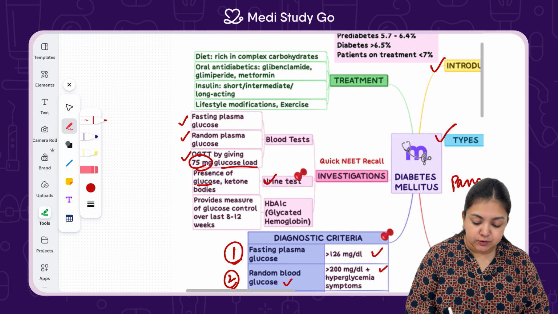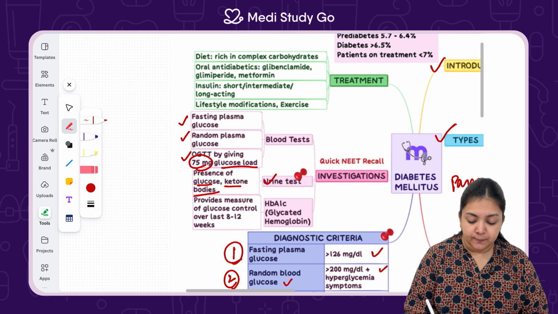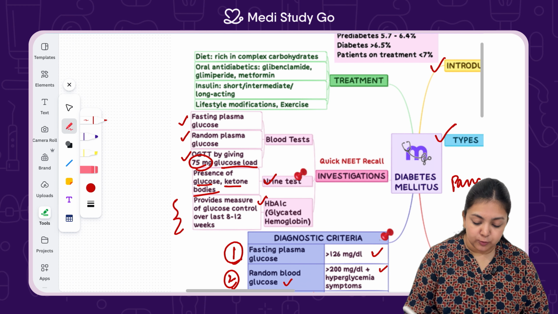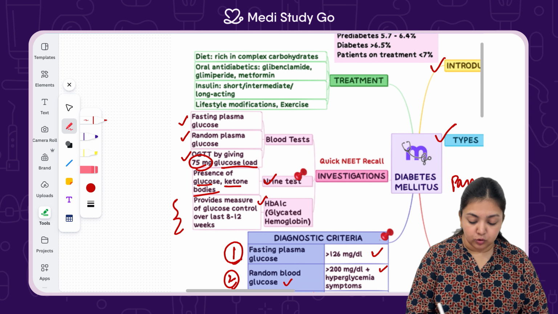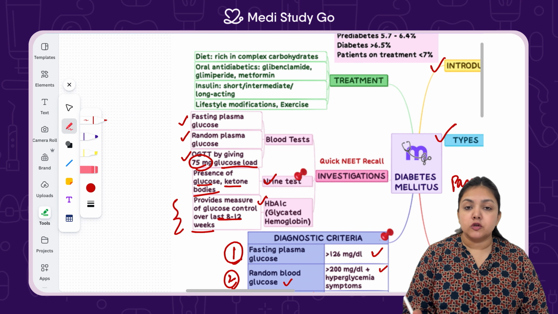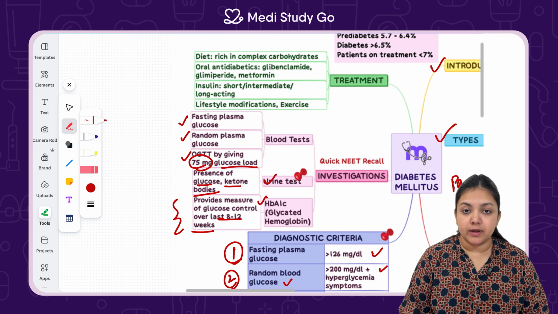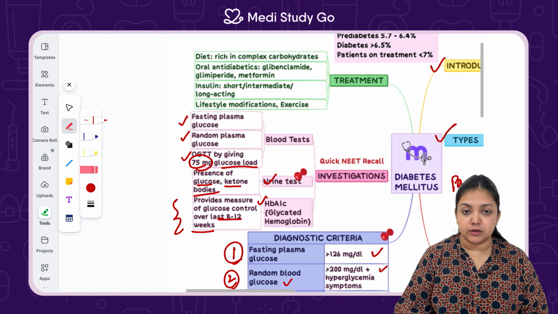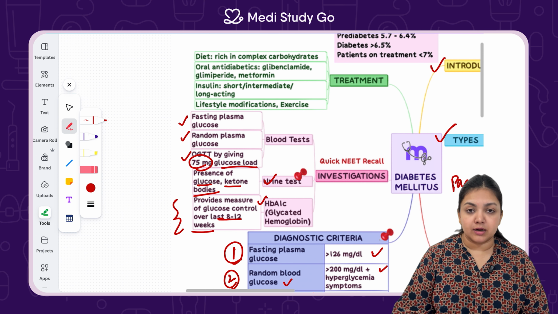Urine test shows the presence of glucose and ketone bodies in the urine, and HbA1c is also going to be increased, which shows the glucose control over the last 8 to 12 weeks. So this is how you can come to a confirmatory diagnosis and decide how much dose of insulin and glycemia control drugs are required to manage this patient.